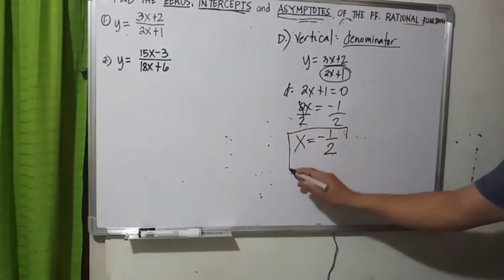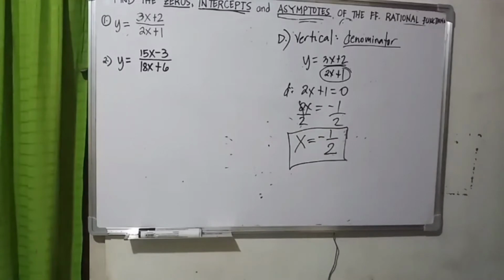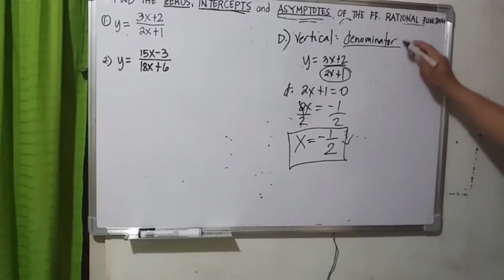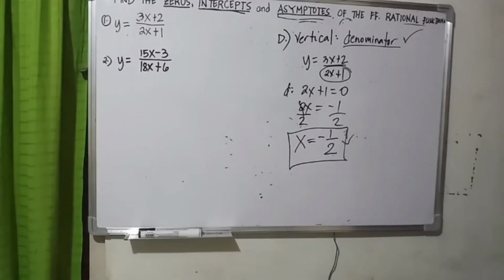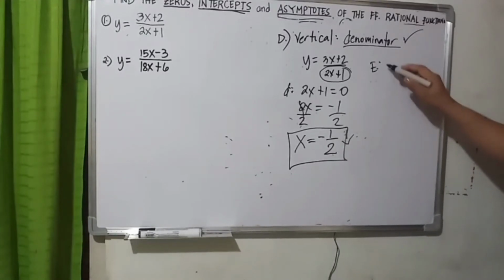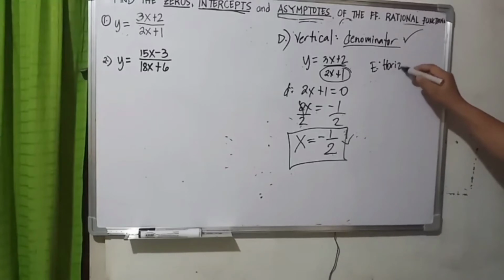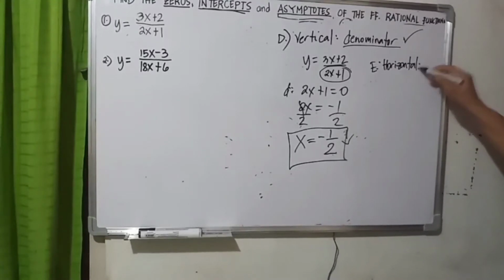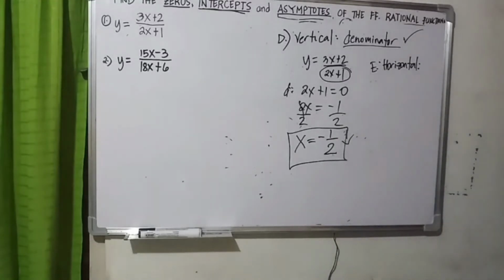So that is the vertical asymptote. That is negative 1 over 2. Naka-base tayo sa denominator. How about horizontal asymptote? Tandaan, so letter E na tayo. So that is horizontal asymptote. Merong tatlong restrictions yung horizontal asymptote.